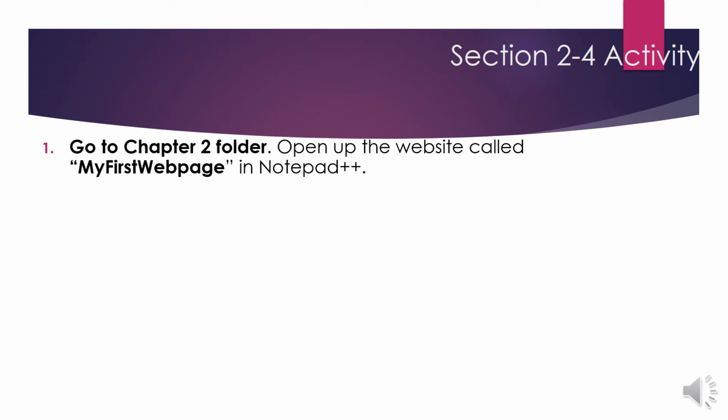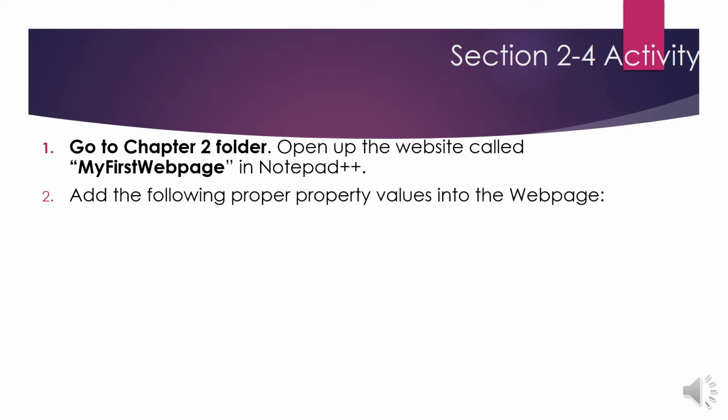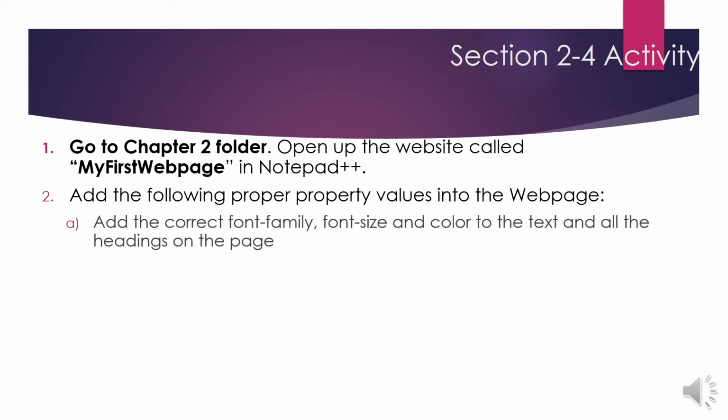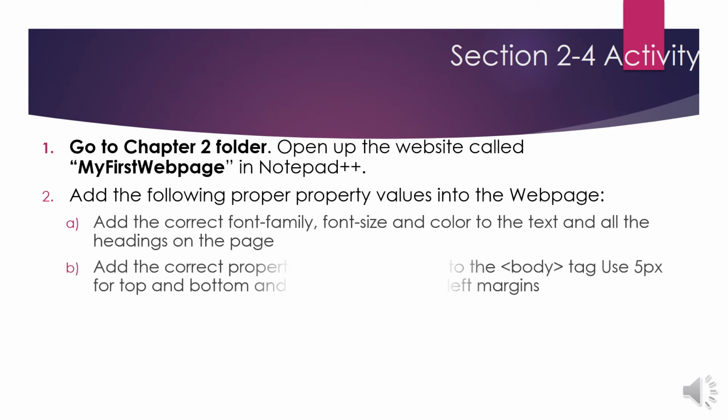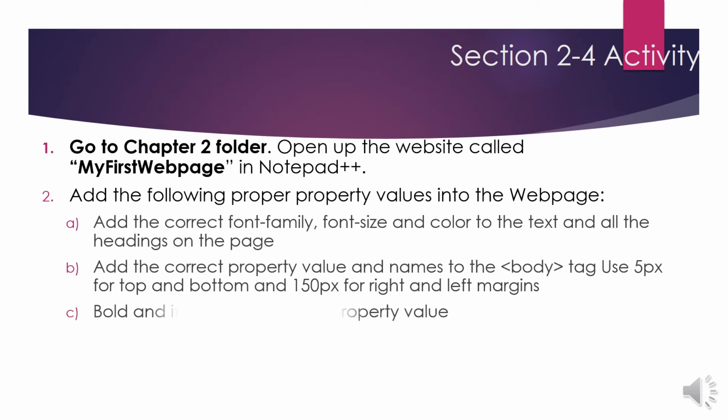We have just finished section 2-4. Now it's time to work on your 2-4 activity. Go to the chapter 2 folder. Open up the website called My First Web Page in Notepad++. Add the following property values into the web page. Make sure you add them correctly. Add the correct font family, font size, and color to the text and all of the headings on the page. Add the correct property values and names to the body tag. Use 5 pixels for the top and bottom margins and 150 pixels for right and left margins.